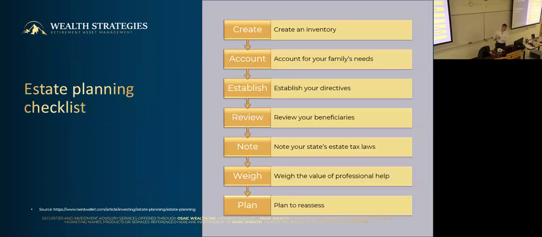So we'll just run through it really quickly. Make sure you make your inventory, account for all your needs, get your directives established with your power of attorneys, advanced medical directives and stuff like that. Check your beneficiaries. Always check your beneficiaries. Don't leave any beneficiary designations blank. Really, really important. Everything else could be accounted for, but if you've got blank beneficiary designations, it's not going to follow any directions. So just make sure you look.